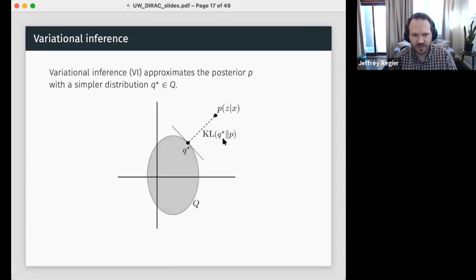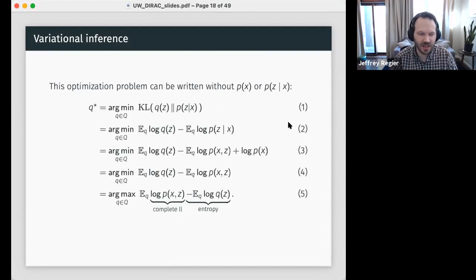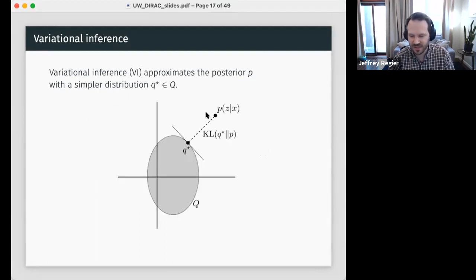The optimization problem that I've shown here pictorially can also be written symbolically. And so I've said the challenge in variational inference is to find this Q star, this distribution right here that minimizes this KL divergence. And it's sort of amazing that it works, right? Because you cannot even compute one of the two terms in this KL divergence. The right-hand side here is the posterior distribution, which is intractable.